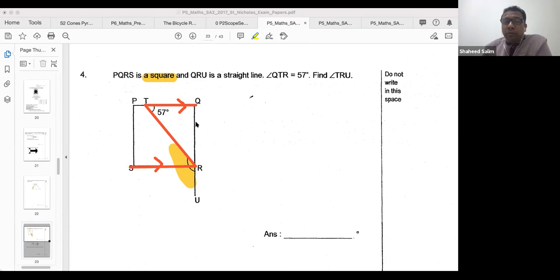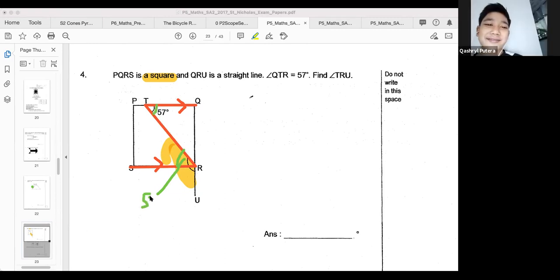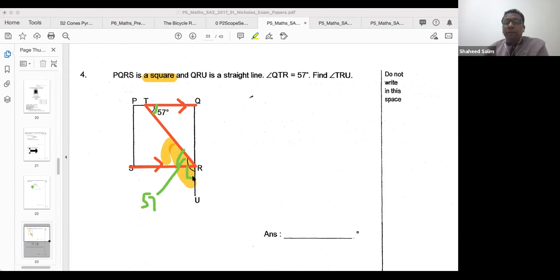Down here now, Putra, how much is this? This one down here. How much is this green one here? How many degrees? Can you see? This one must be how much? Zero, the same. 57. Then this one is 90 degrees. So you can find the whole thing. So what's the answer? 57 plus 90.